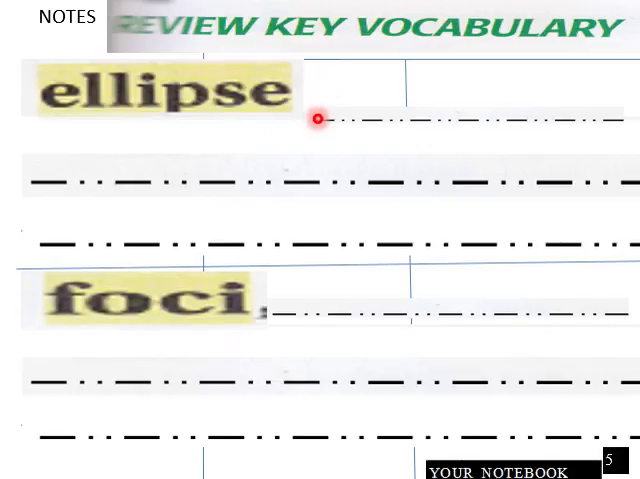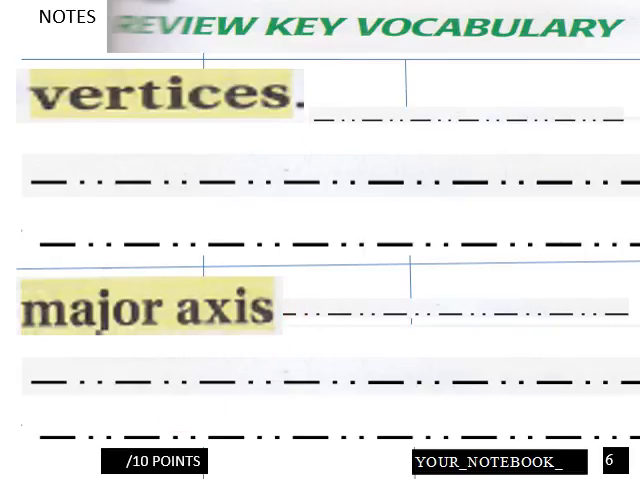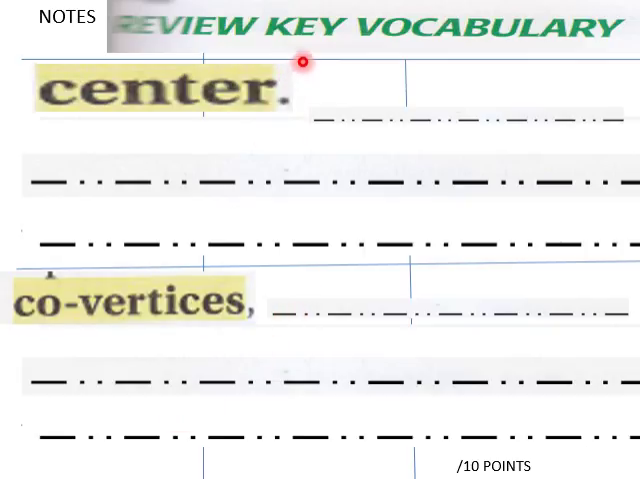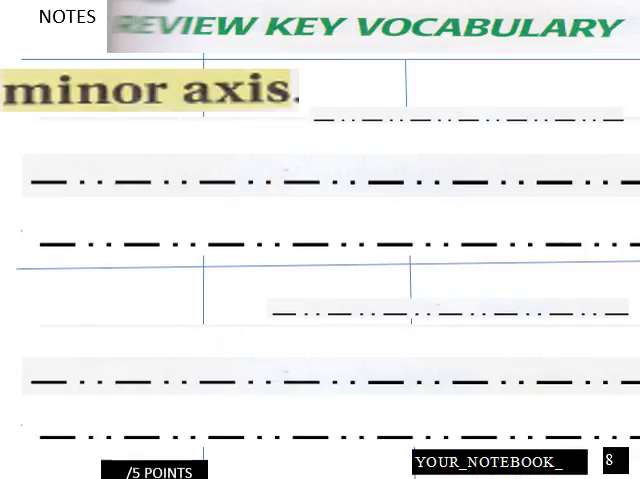Okay, students, in your own words, define an ellipse and a foci here from your previous class worksheets. Define vertices and define major axis here from your class worksheets. Define center and define co-vertices there. Define minor axis, students, define that as well.